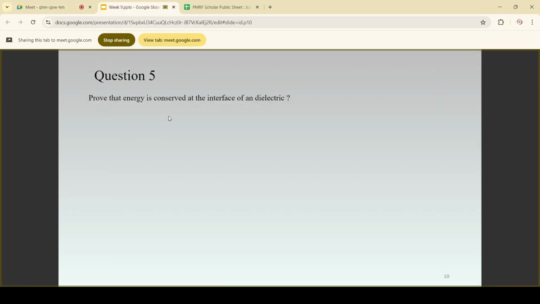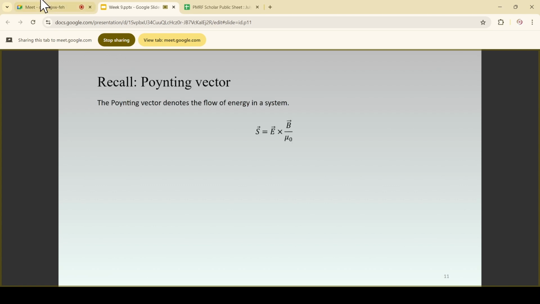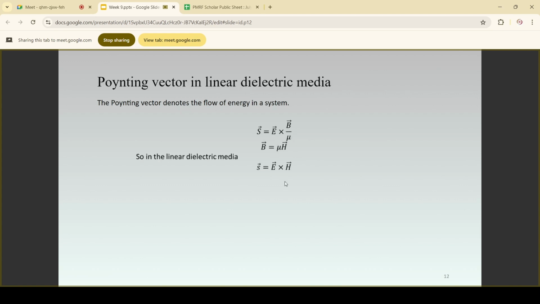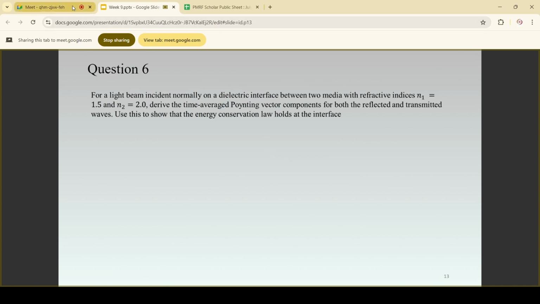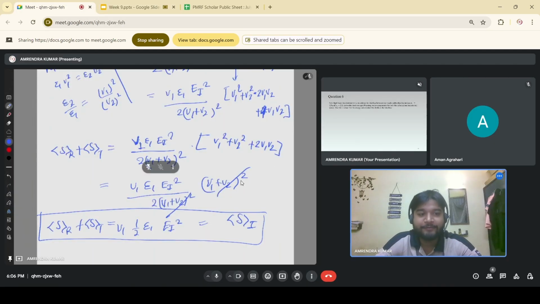So now let's go to our next question. That proves that the energy is conserved when scattered at the interface of dielectrics, we have proved that. Next question: first we have to see what is the Poynting vector. The Poynting vector denotes the flow of energy in the system. That we have already seen. Just want to recap: E cross B over mu0. In the dielectric media it is E cross H. This was there, but already we have used it. So no need. But you know that the Poynting vector is what multiplied with the velocity in that media.